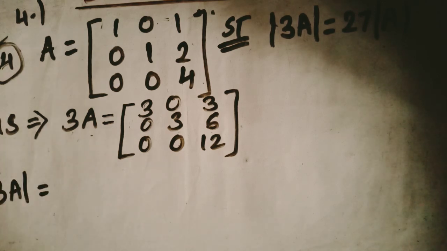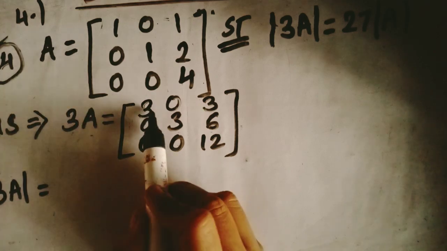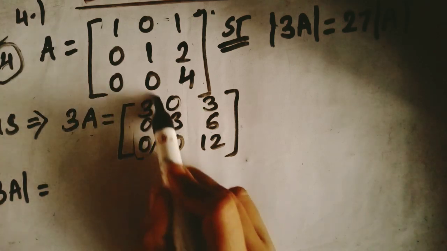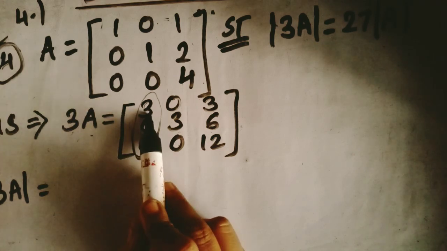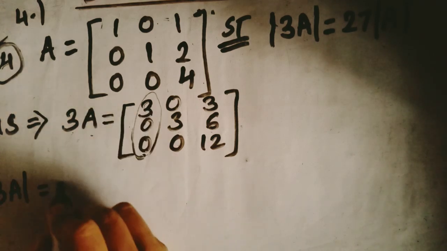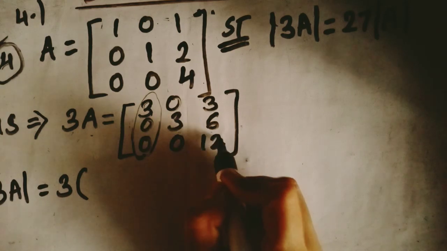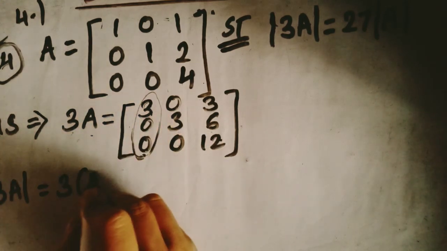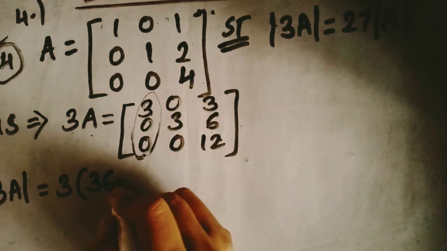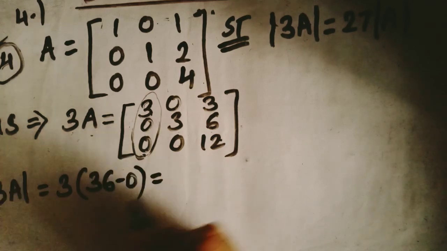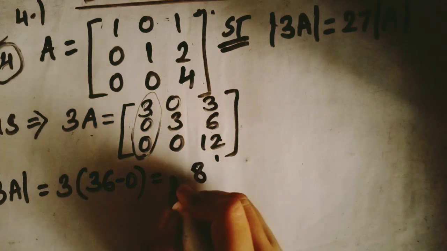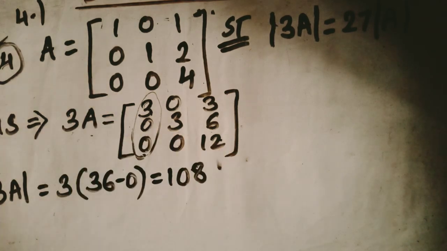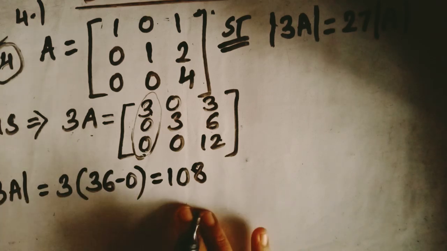Now looking at the entries, you can choose this column because here 2 zeros are there, right? So you'll get only one value, that is 3 into 3, 12 3s are minus 0. So this is 108. Okay, so this is our LHS.